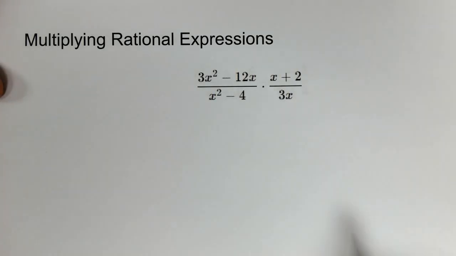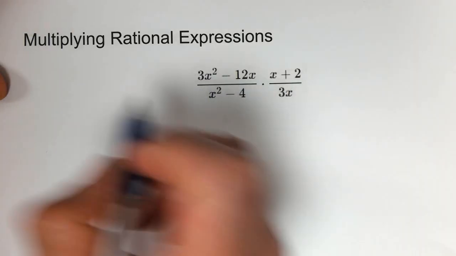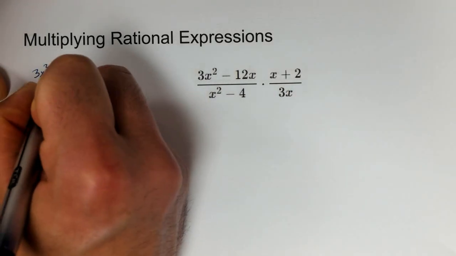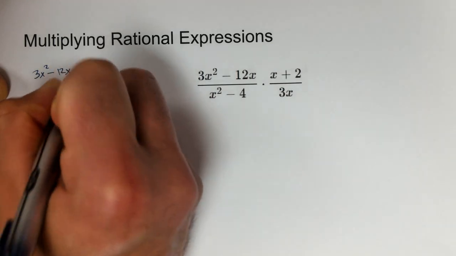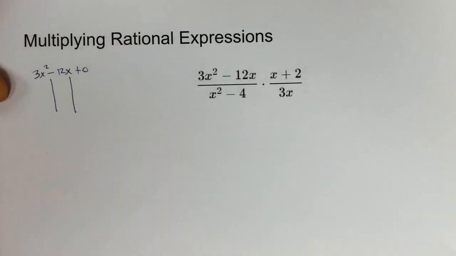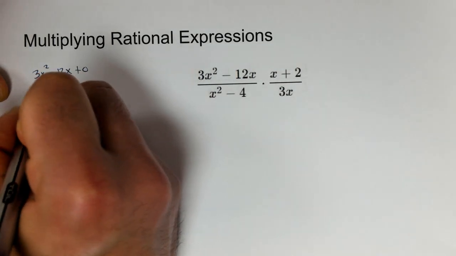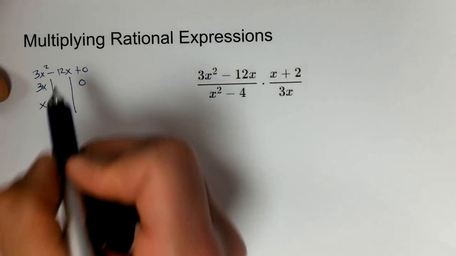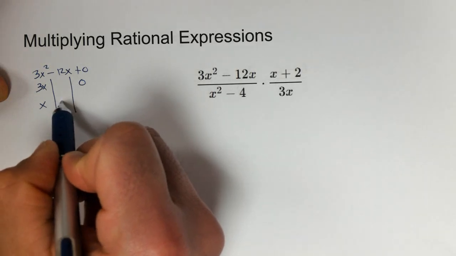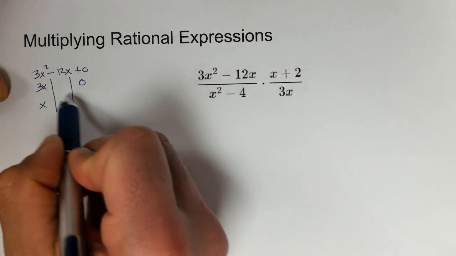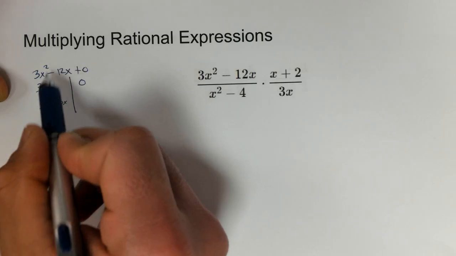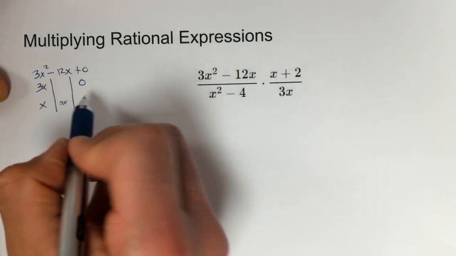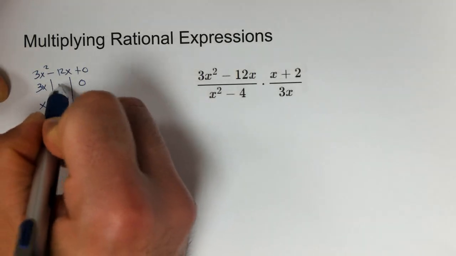All right, let's factor here. We're going to factor the problem. On the top, I got 3x squared minus 12x. I'm going to add a 0 at the back so that I have my 3 terms. 3x times x, and then 0 times anything will give me 0. Now, I'm going to want to multiply this by 0x. Something times 3x will help me get to the 12. Right? 4 times 3 is 12x.